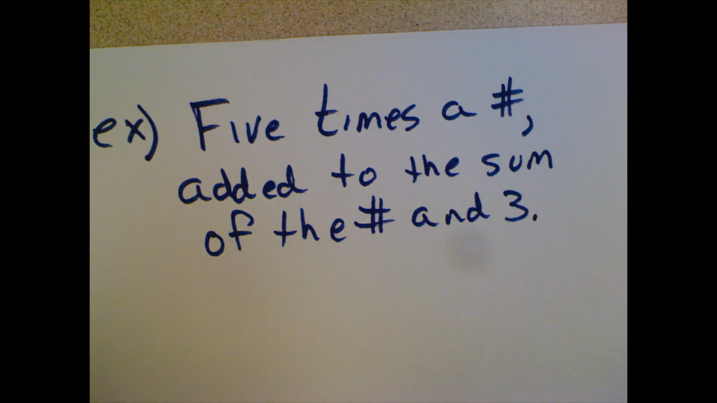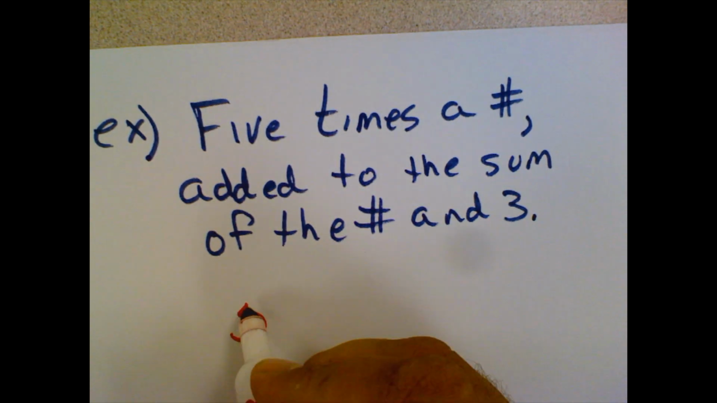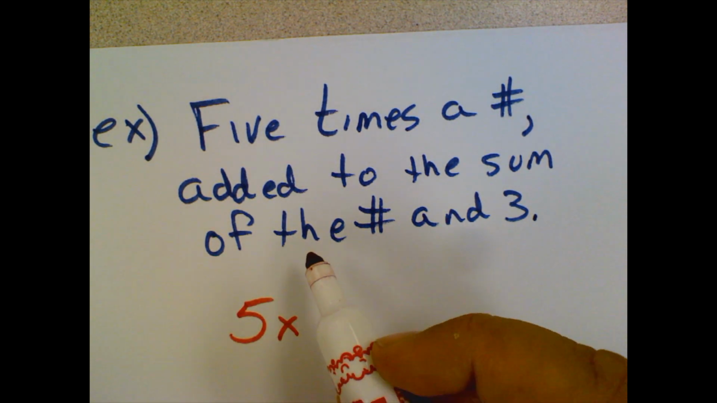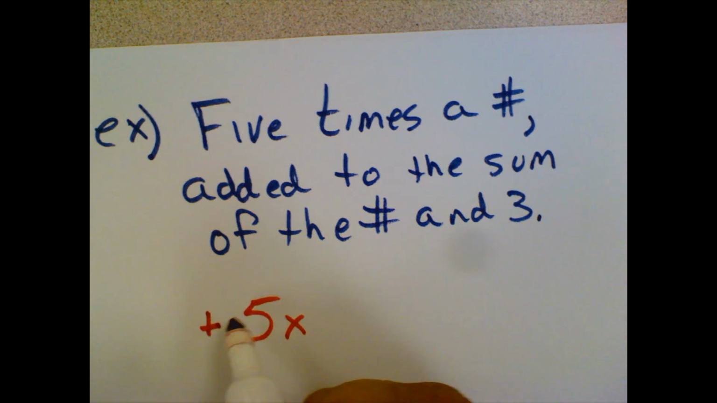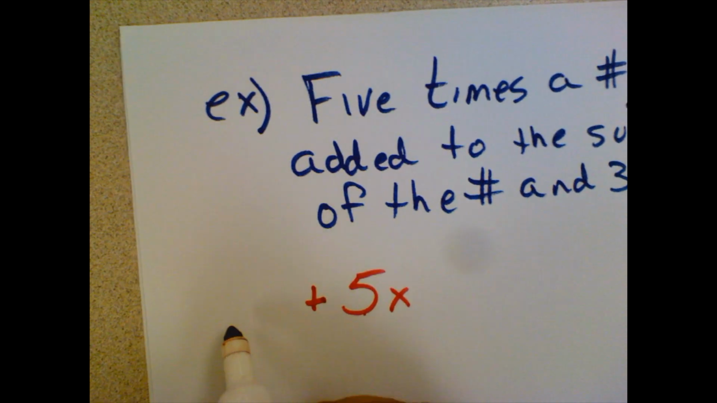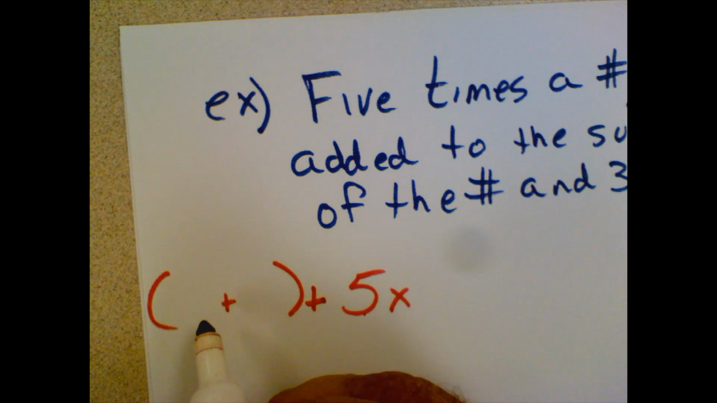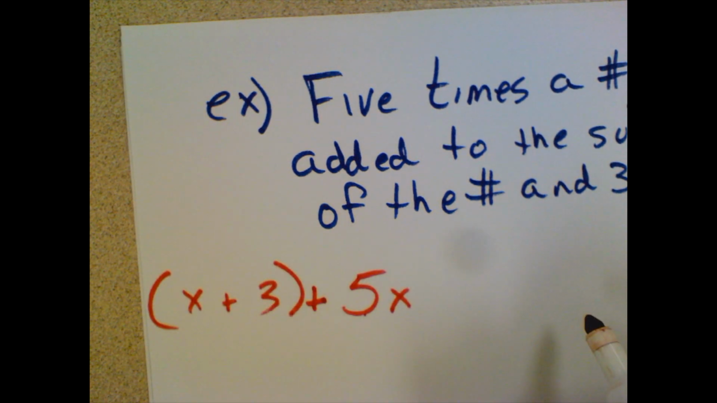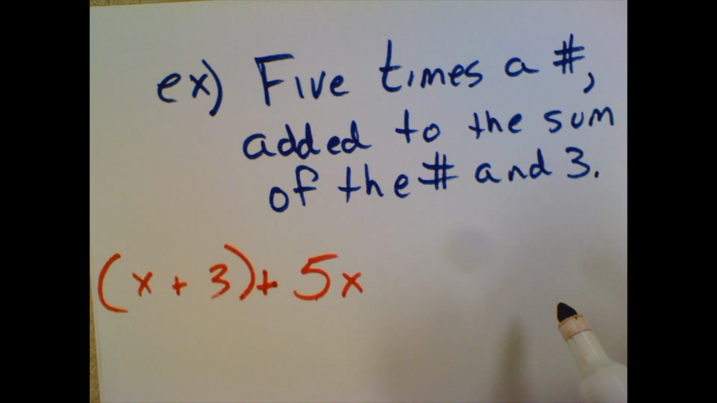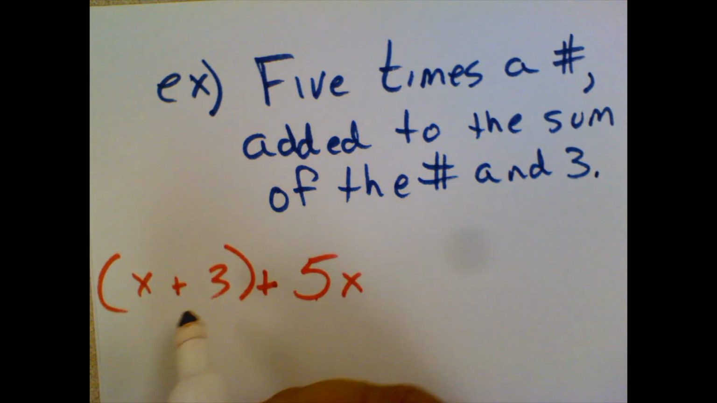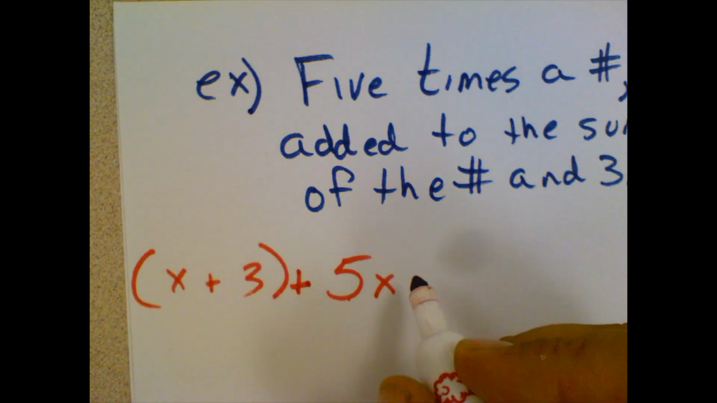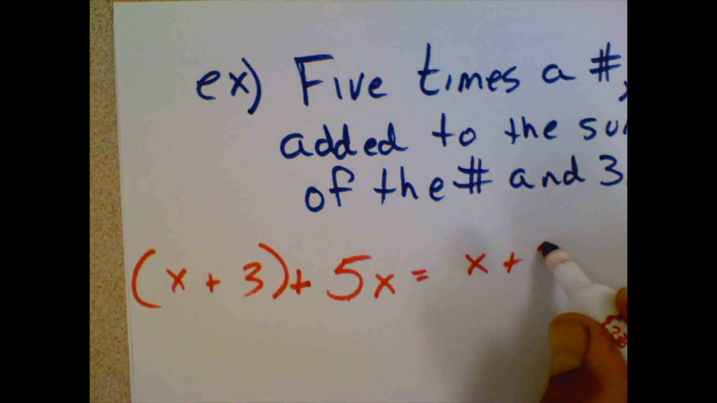So let's see if we can translate this verbal sentence. So 5 times a number. So let's use x for our number. Added to the sum. So 5 times a number added to the sum. So we're going to add 2 more things. We're going to need parentheses of the number and 3. Okay, let's just make sure you understand this. 5 times a number added to the sum, remember sum means add, the number and 3. Now since there's no number out here to distribute, we can drop these parentheses. So we'll have x plus 3 plus 5x.